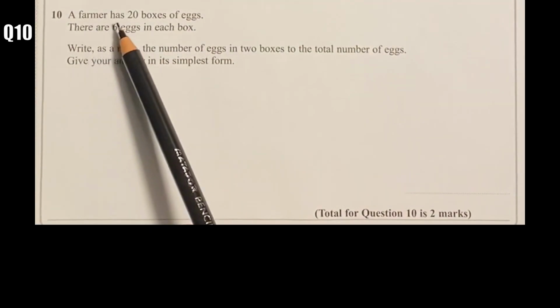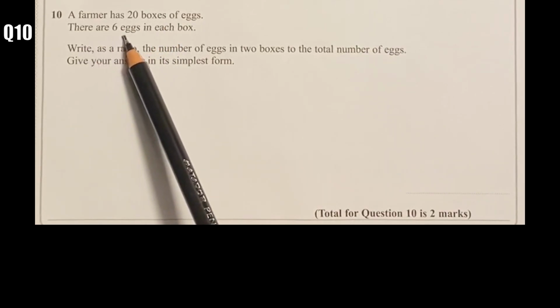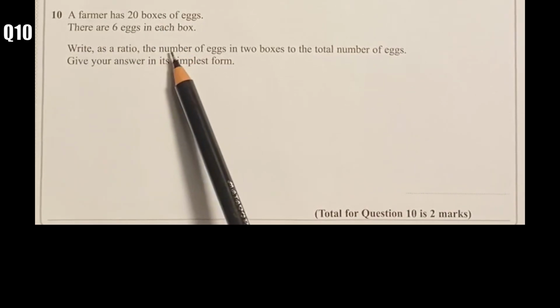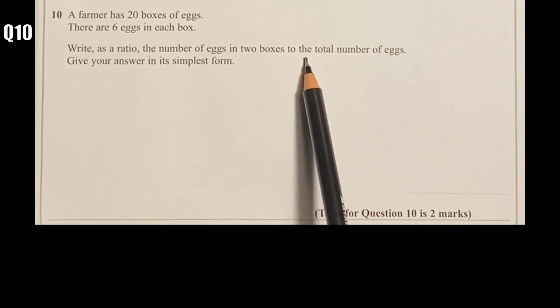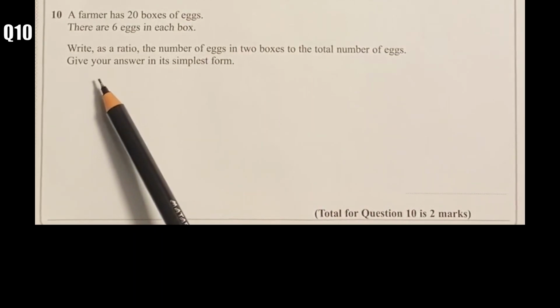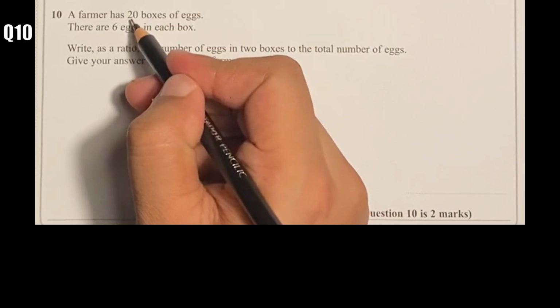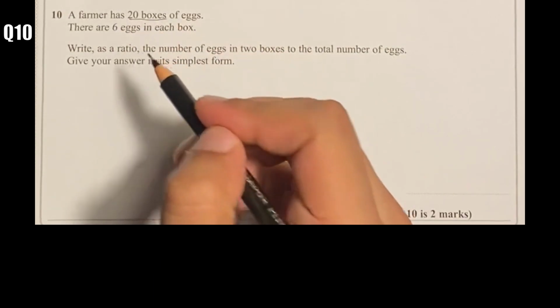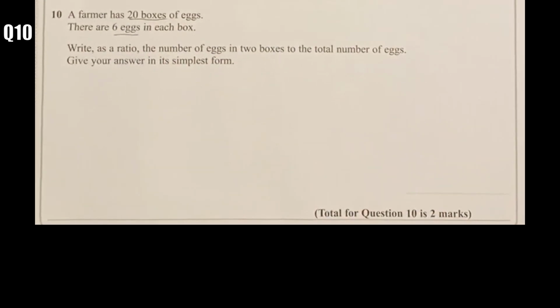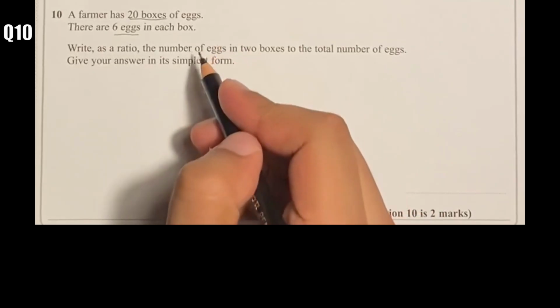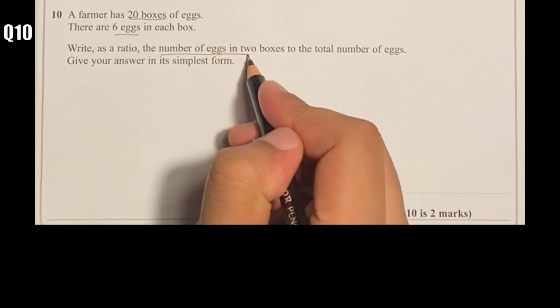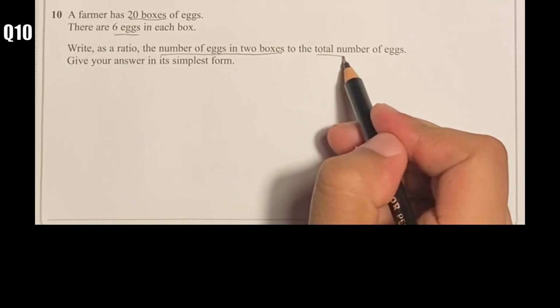Number 10, a farmer has 20 boxes of eggs. There are 6 eggs in each box. Write as a ratio the number of eggs in 2 boxes to the total number of eggs. Give your answer in its simplest form. Okay, so it looks like we have a sort of ratio question here. So key bits are a farmer has 20 boxes. There are 6 eggs in each box. Write as a ratio the number. So we're looking for the number of eggs in 2 boxes to the total number of eggs.